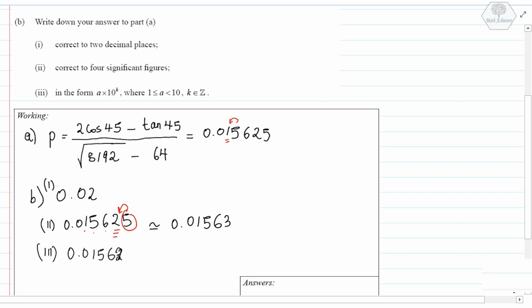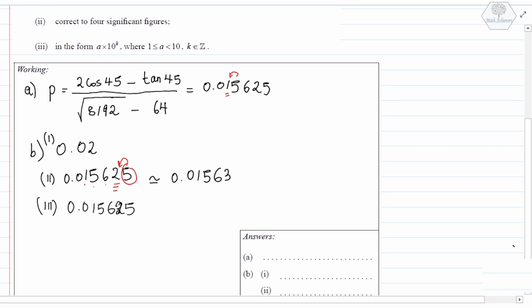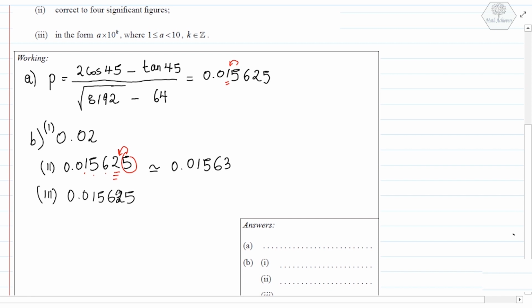And the last part of the question wants us to write this number in standard form, which is 0.015625. I want to write it in standard form. This would be equal to, I have to move the decimal point 2 steps to the right, 1 step, this is the second step. So I will have 1.5625 times 10 to the power of -2, because I moved the decimal point 2 steps to the right.